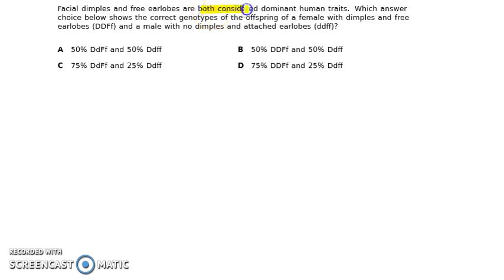They're both traits. So remember, we're looking at a dihybrid because there's two traits. So this is the long one where we have to FOIL method and everything. And we're looking for which answer choice shows the correct genotypes of offspring. So we're crossing a female with dimples, and her genotype is given, and a male with no dimples and attached. So his genotype is given as well. So let's make our key real quick.